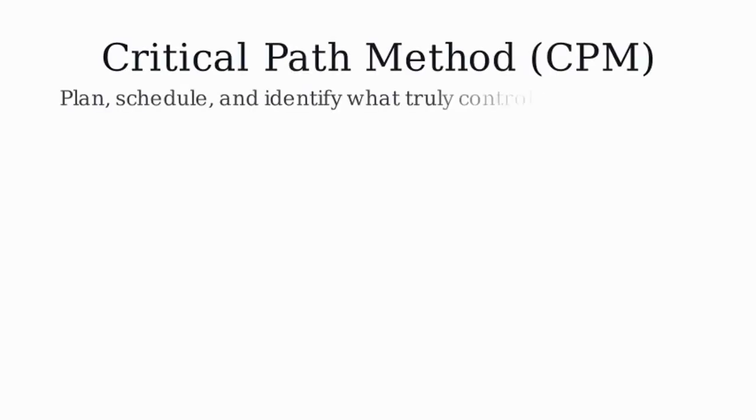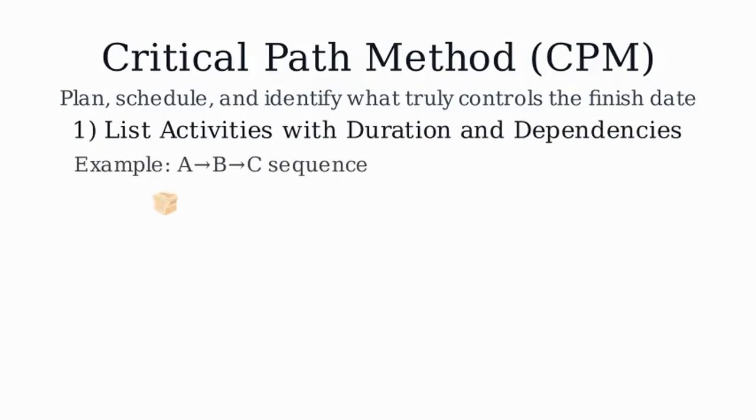Welcome! In this lesson, we will build an intuitive understanding of the critical path method, also called CPM. We will learn the key ideas, draw a small project network, compute earliest and latest times, find slack, and highlight the critical path. Step 1. List all the activities, their durations, and their dependencies.